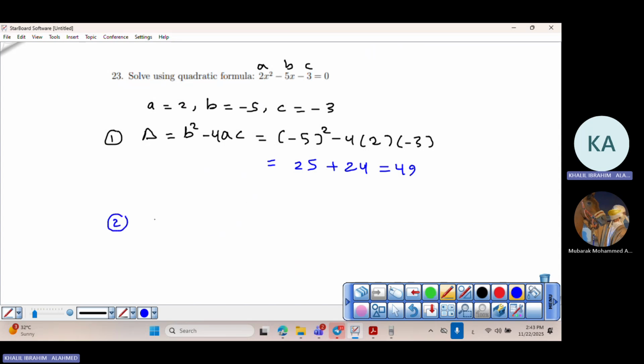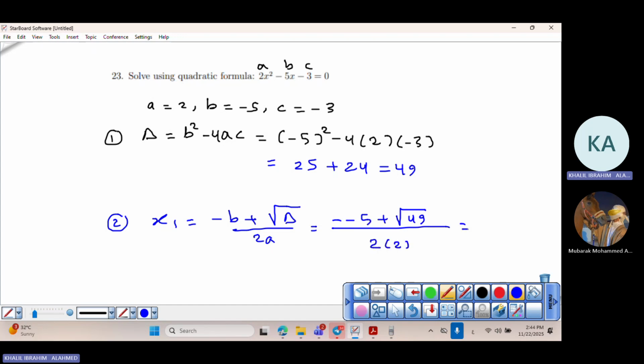This is step 2. x1 equals -b plus the radical of delta over 2a. Just substitute in this formula. -b is 5, plus radical 49, because delta equals 49, over 2a, 2 times 2. 5 plus 7 is 12, over 4, so this equals 3.